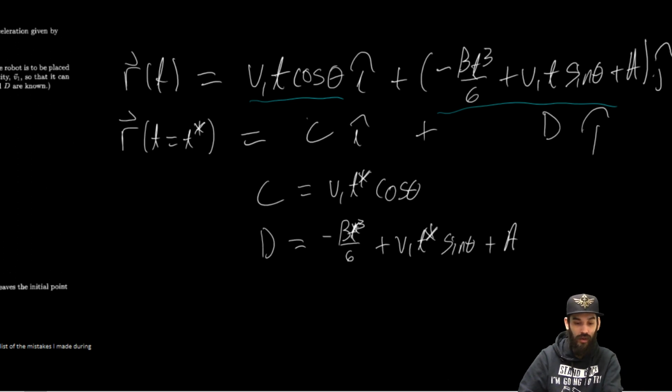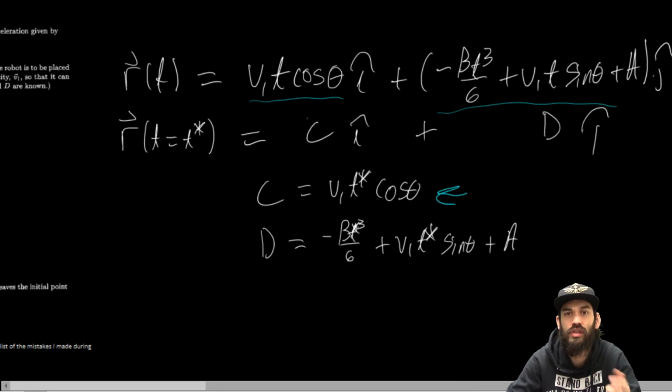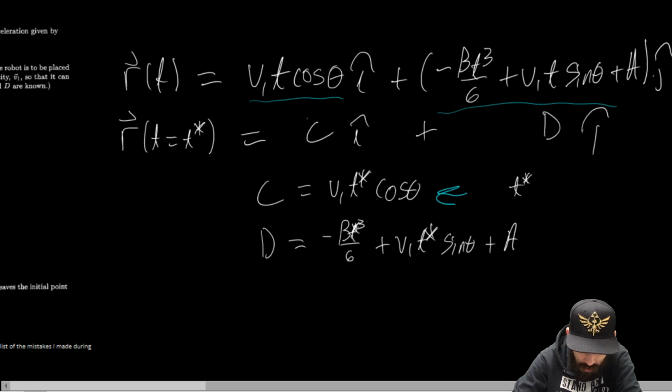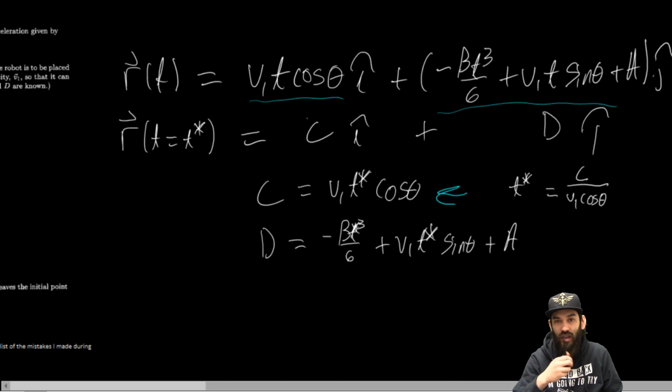To do that, you can take one equation, solve it for t star, and then plug it into the other equation. So I'm going to take the first equation and solve for t star. When I solve this equation for t star, I see that t star is equal to c divided by v1 times cosine of theta. Now that t star is expressed in terms of other quantities that we know or are looking for, I can plug it into the other equation.